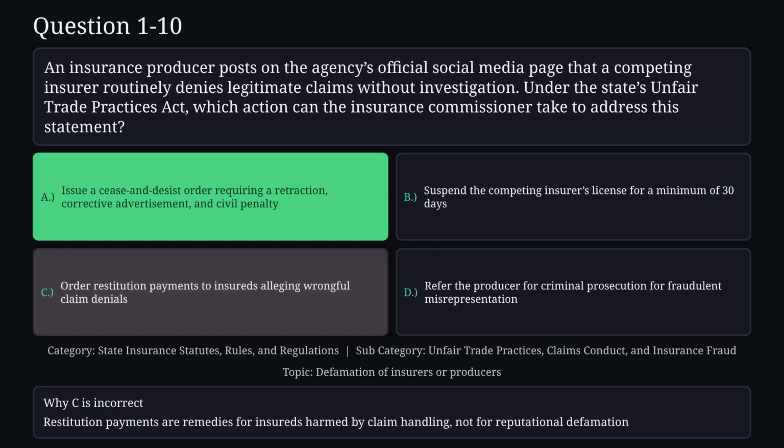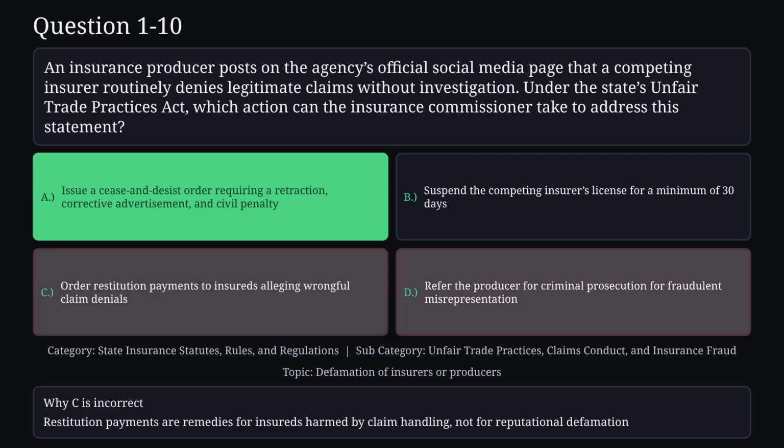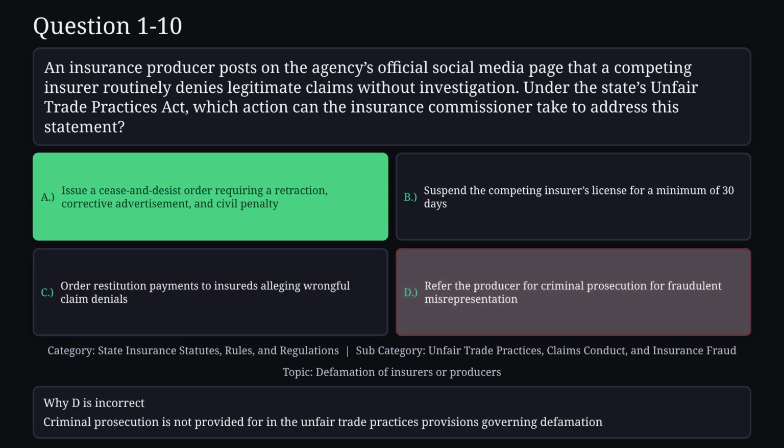Reason C is not correct. Restitution payments are remedies for insureds harmed by claim handling, not for reputational defamation. Reason D is not correct. Criminal prosecution is not provided for in the Unfair Trade Practices provisions governing defamation.